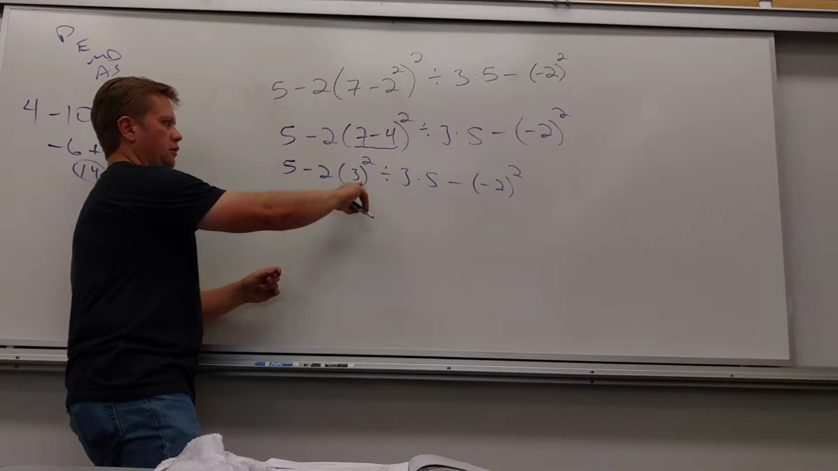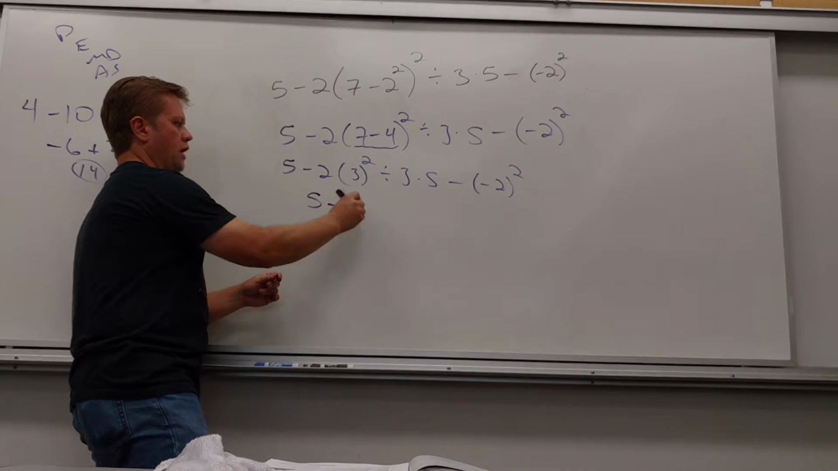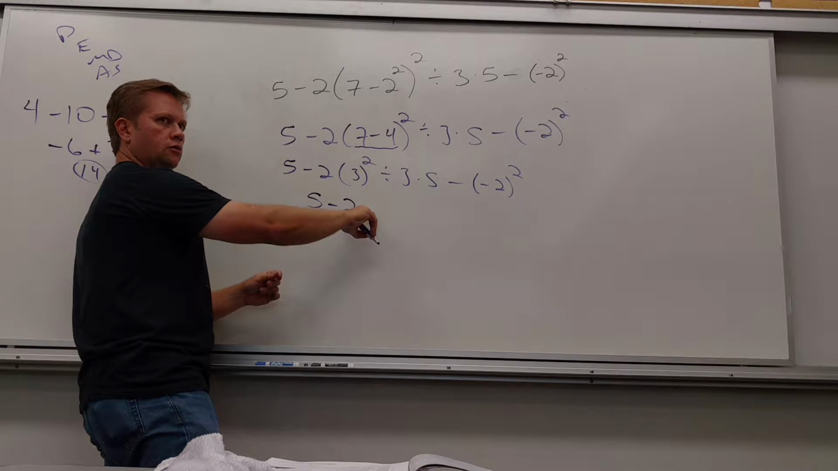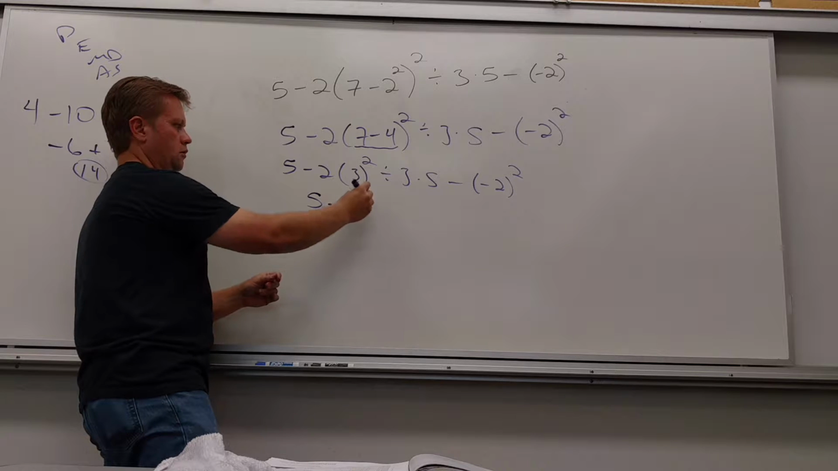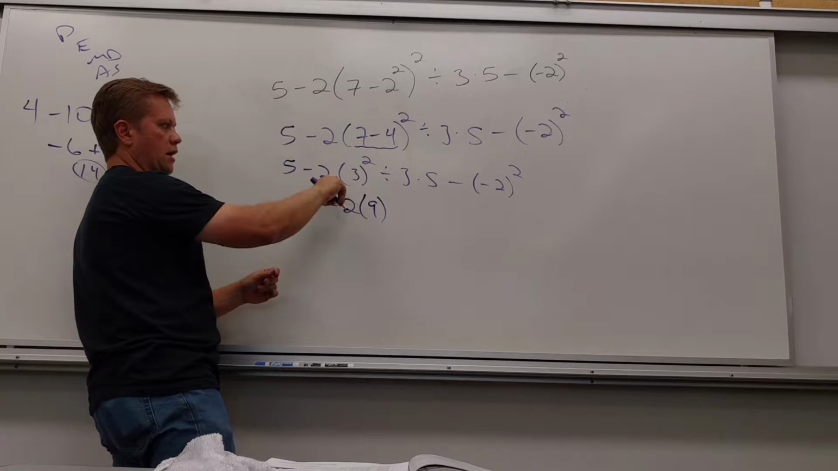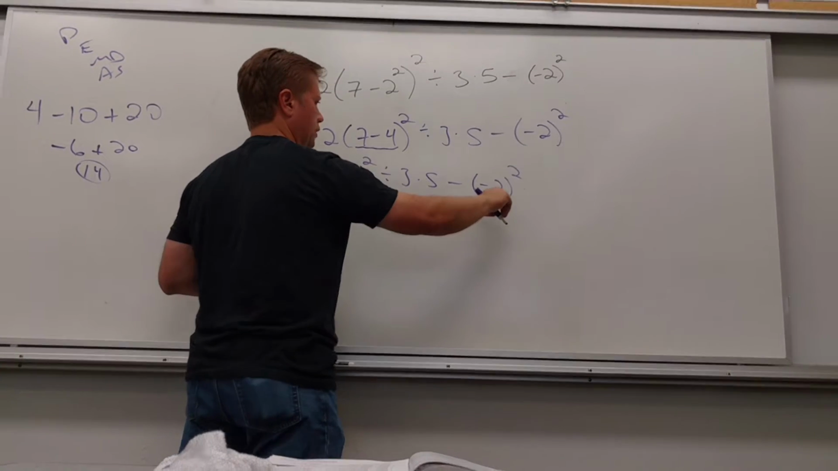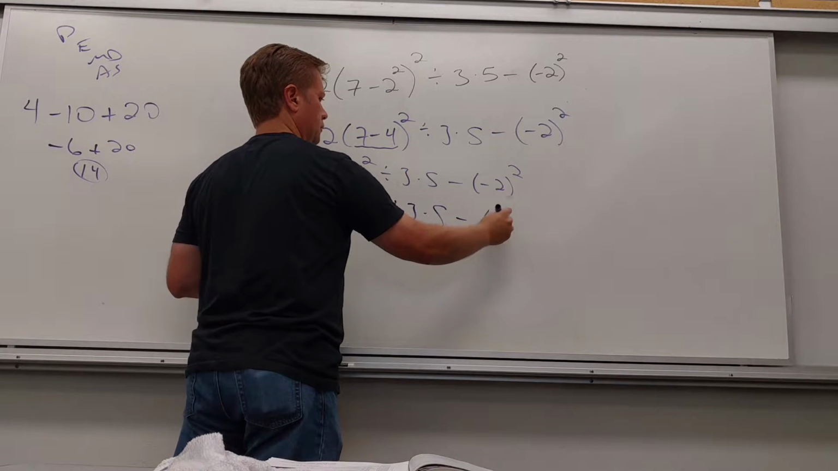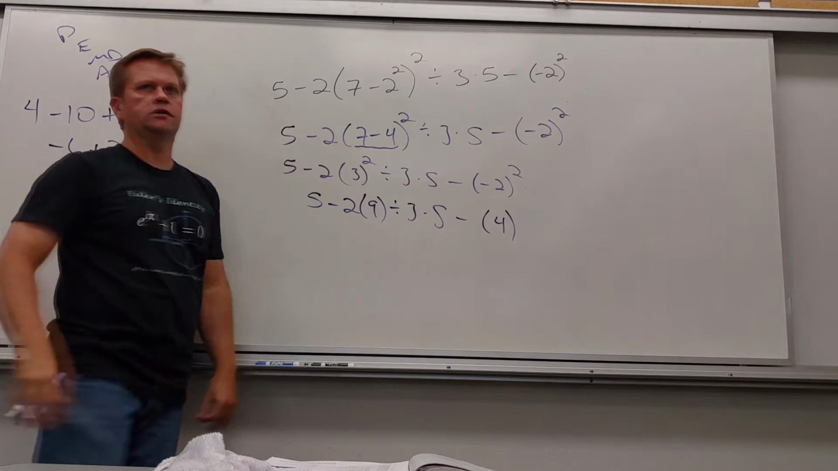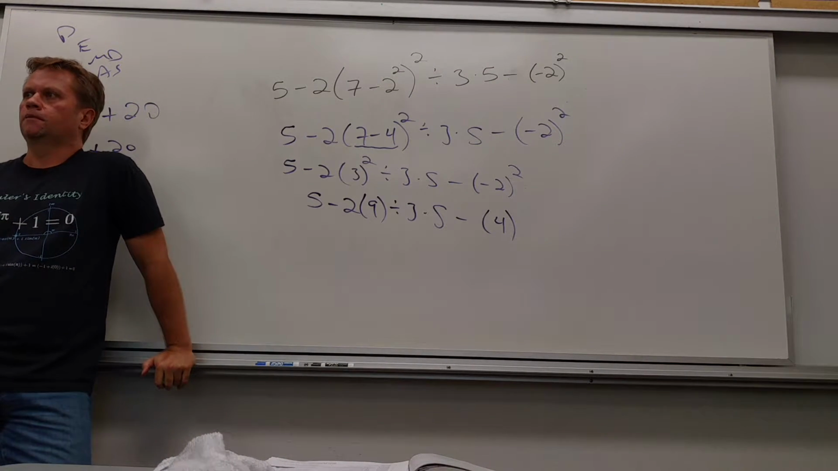So then, what do you get here? 5 minus 2. What do I put here? Yeah, that's times. It better still be times. Divided by 3 times 5 minus, and what's negative 2 squared? 4. I don't really need those parentheses, but I just put them there. Just be careful.